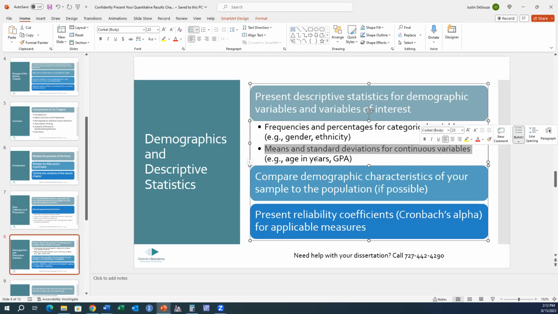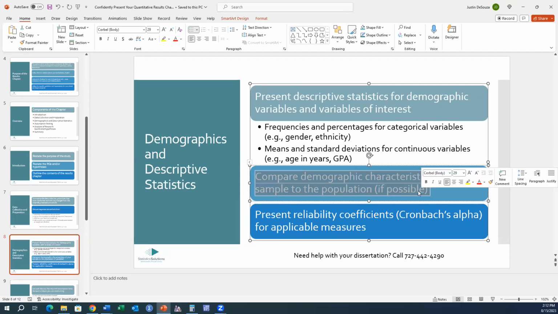So things like age and years or GPA, or if you're using a Likert scale survey and you're building a composite score, then you want to use means and standard deviations to summarize the responses. And if you're able to, compare your demographics to the greater population. That's not something I see very often, but sometimes that is a part of the template for a results chapter, is you want to compare the proportions of gender, ethnicity, education to the population numbers that you are sampling from.